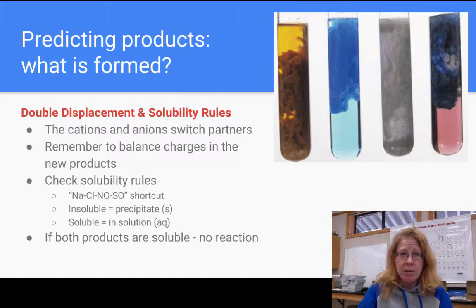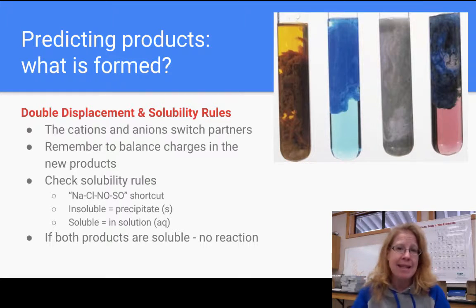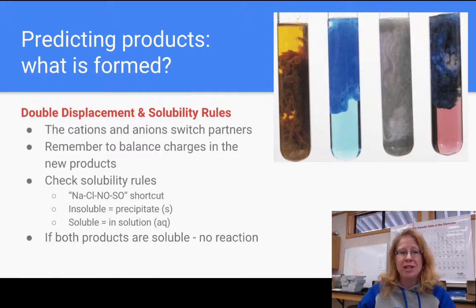And again, keep in mind that when you're looking at solubility rules, the word insoluble means it's forming a precipitate. That's the good stuff that we're looking for. Those are strongly bonded to each other. Soluble means it's in solution, it's dissolvable. Don't think of it that way. And those are the things that are not really reacting, they're just the spectators.